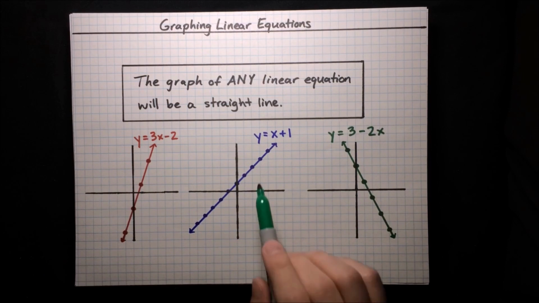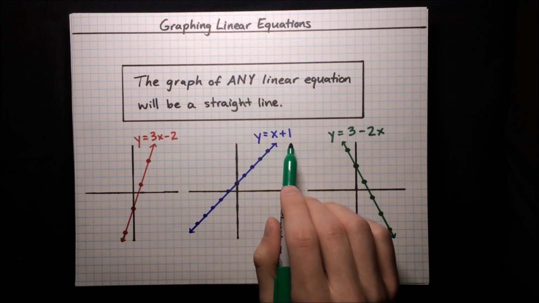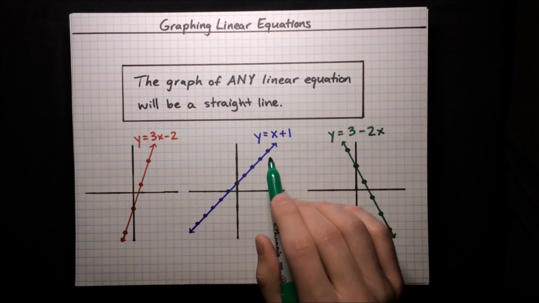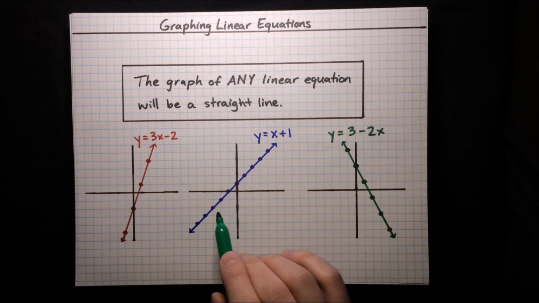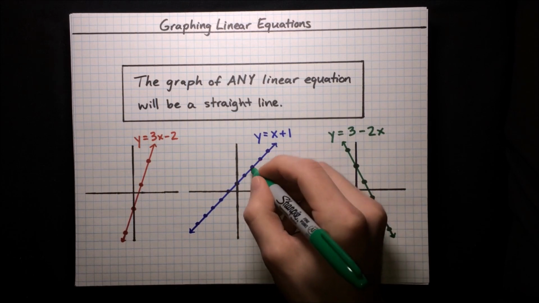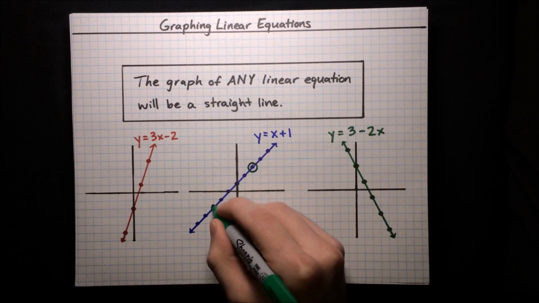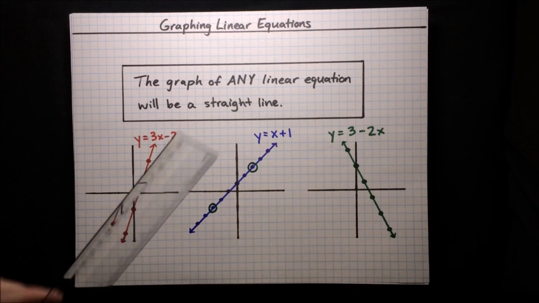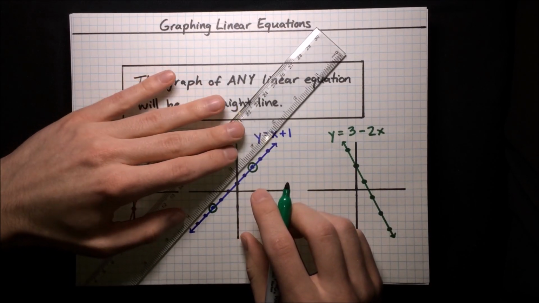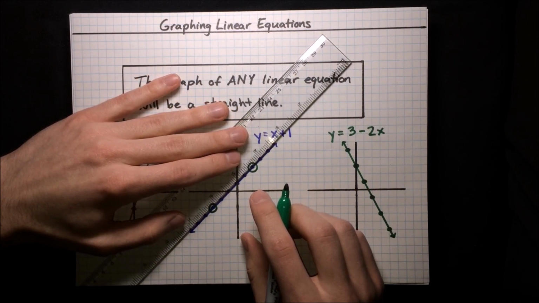Since they're all in a single line, we really only need 2 points in order to draw the line. For example, here for y equals x plus 1, we've plotted a whole bunch of points, but we could really just choose any 2 of them, and the line through them would be the same. So why don't we say choose that point here, and how about this point here? So just 2 kind of random points on the line, and if we connect those 2 points, then we should get the same line as before.